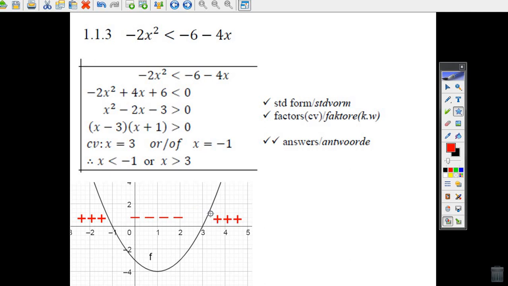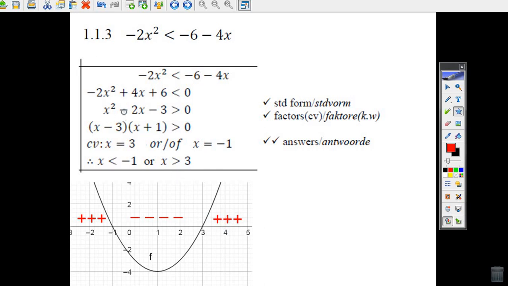But now you need the answers. You have to say, what things could I put in here that would make it positive, that would make it greater than 0? Well, you could test some things. You could pick a number in between 3 and minus 1, like 0. And you'll find that the answer will be negative. But if you pick a number bigger than 3, like 4, it works.